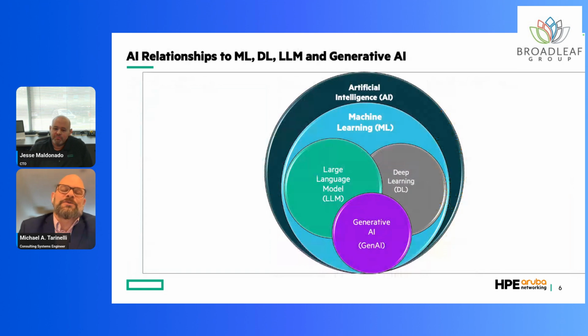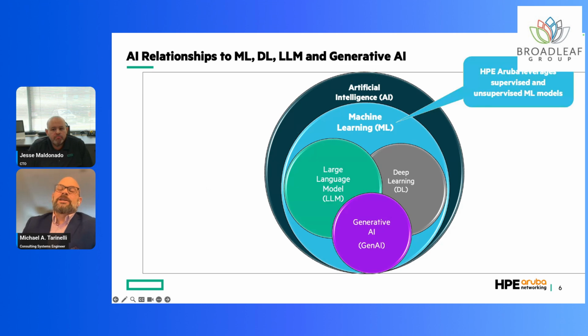Okay, so maybe this Venn diagram will help continue the story here. The dark blue circle in the background here, that's the domain. That's the subject matter category. And then we hop into machine learning, and that's a lot of where Aruba will play. We are going to leverage what's called supervised and unsupervised machine learning models. And I'll teach you about that in one second, so don't worry too much about it.